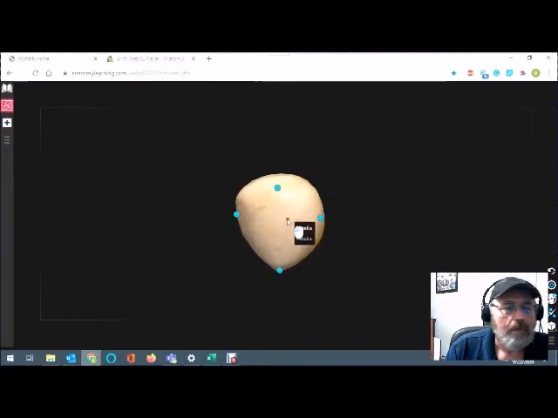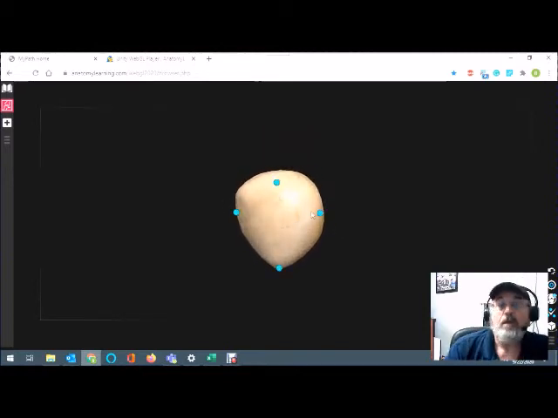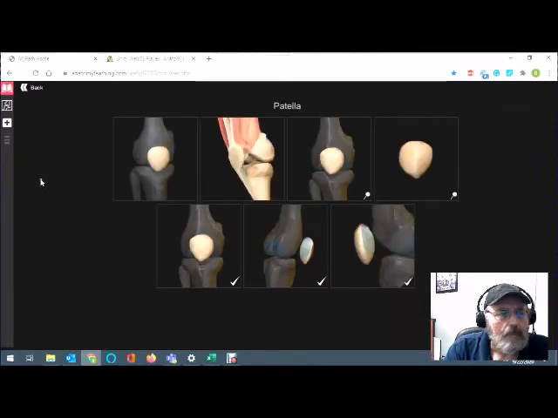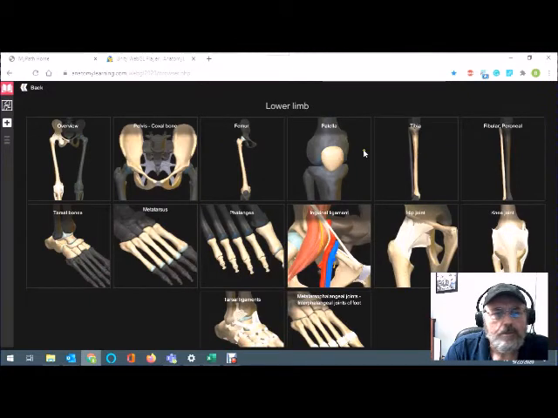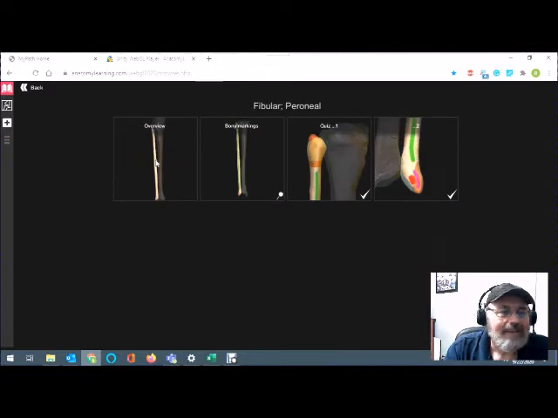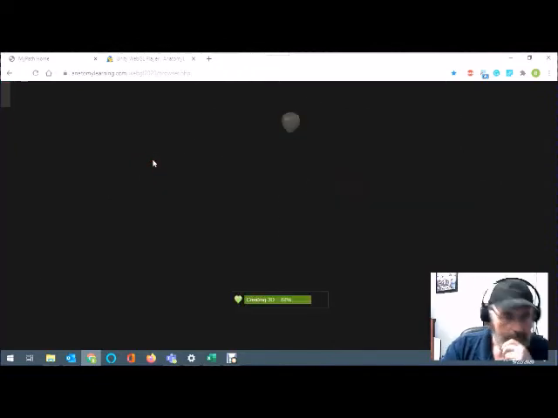There's really not much that I could ask of you in looking at that other than what is this bone, which is the patella. So that one's easy. Now, we looked at the tibia, we looked at the femur. Let's take a look at the fibula. And again, there's not a lot that I would ask about the fibula.